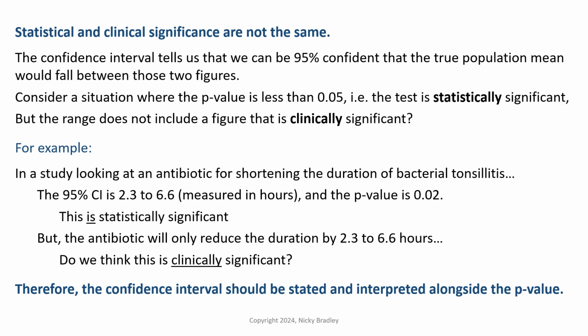So therefore, and most good researchers do, the confidence interval should be stated and interpreted alongside the p-value. So it's okay looking at the p-value saying, oh, statistically significant, that's great. This antibiotic works against bacterial tonsillitis. But actually what the confidence interval is telling us is that the improvement is really quite marginal in the grand scheme of things.